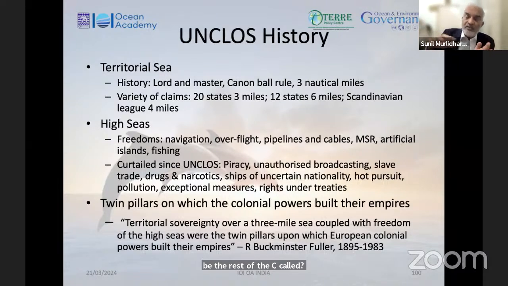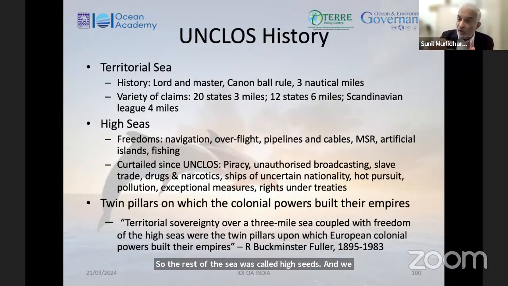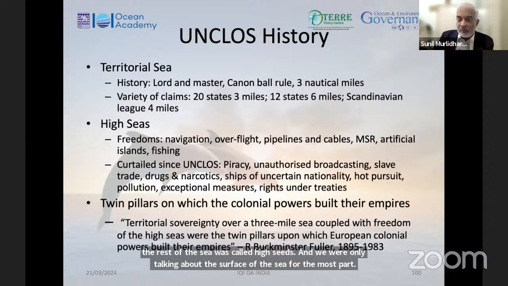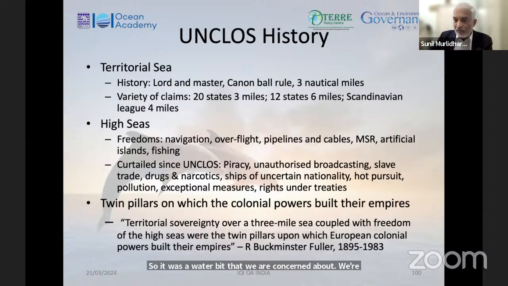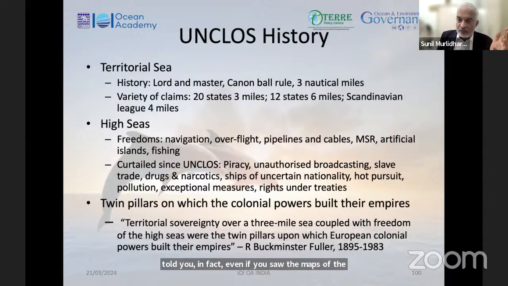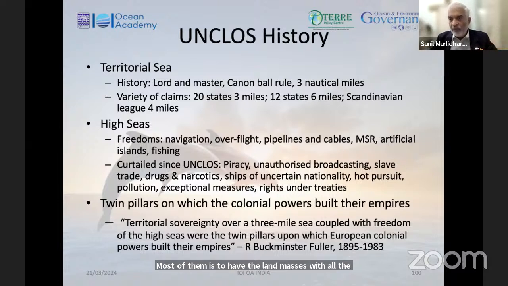And we were only talking about the surface of the sea for the most part. So it was the water bit that we were concerned about. We're not so much bothered about what was there, because as I told you, even if you saw the maps of the world maybe 50, 60 years ago, most of them used to have the land masses with all the details and everything. And the water was only colored a pale blue. All the ocean was only painted a pale blue. And the land mass had all the mountains and rivers and everything showing in it.